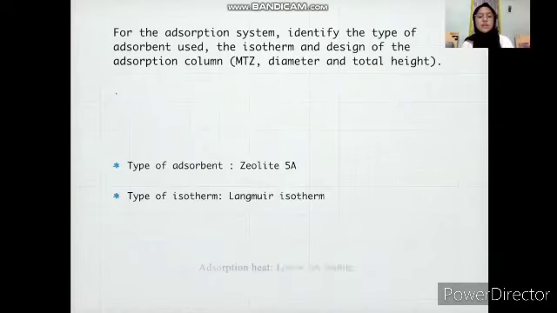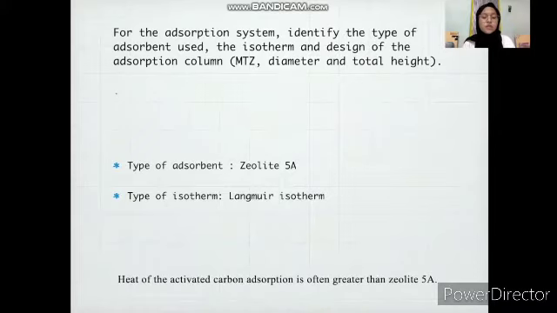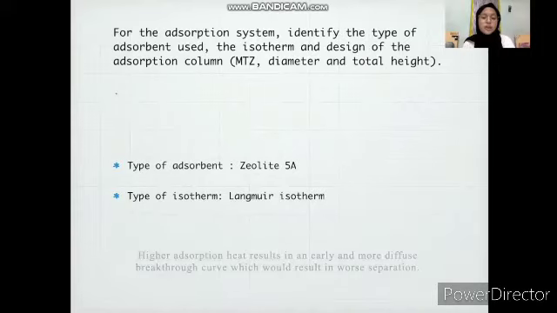And last is adsorption heat. It favors zeolite 5A because the heat of activated carbon adsorption is greater than the zeolite 5A, and higher adsorption of heat results in more diffusion of the breakthrough curve, which results in worse separation.